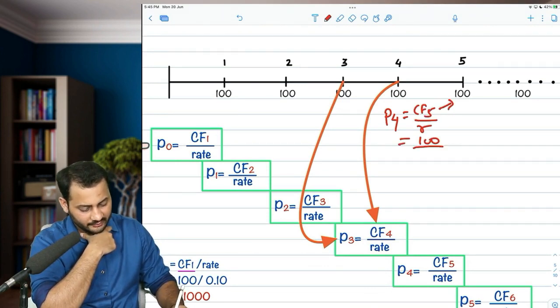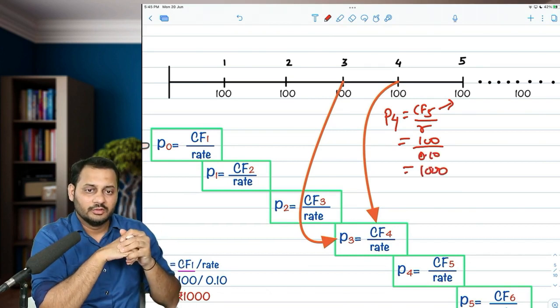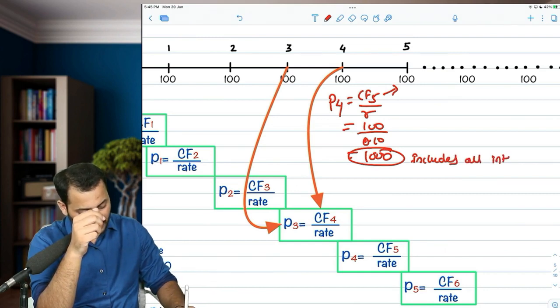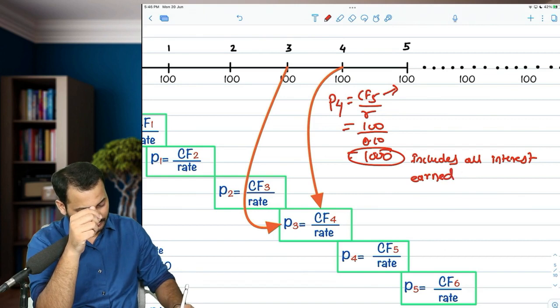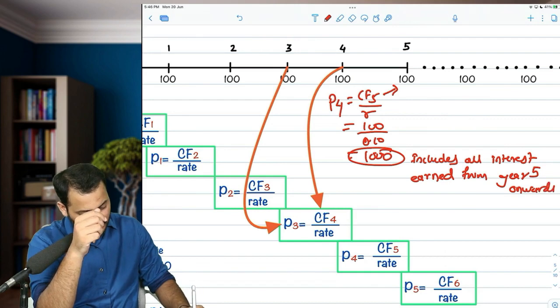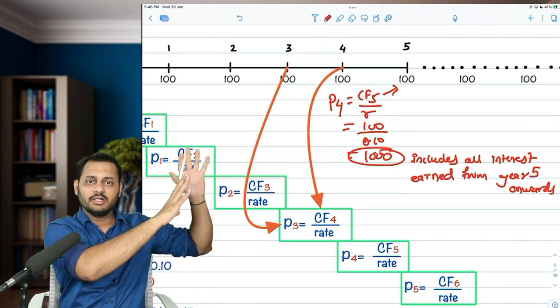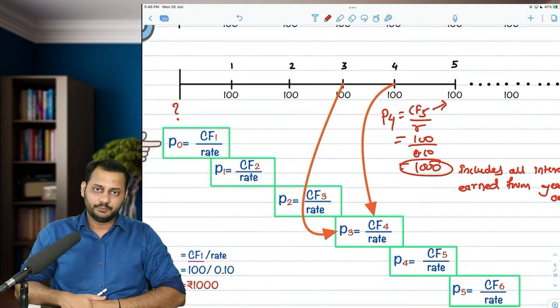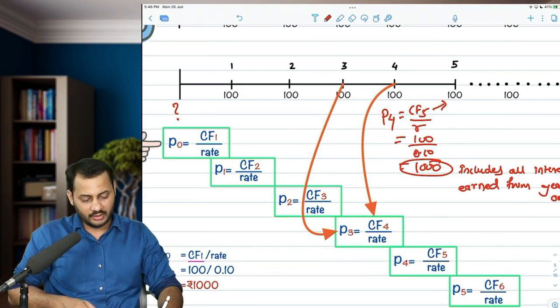So 100 divided by 10% will give me 1000 rupees. Now what does that mean? It means that this 1000 rupees includes all the interest earned from year 5 onwards. So from year 5 onwards, all the amounts have been included in this 1000. Now if I want to calculate the present value at time 0, what should I do?